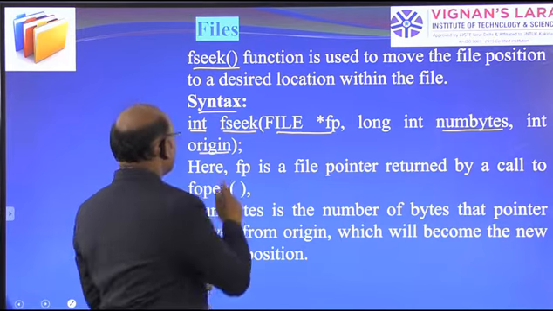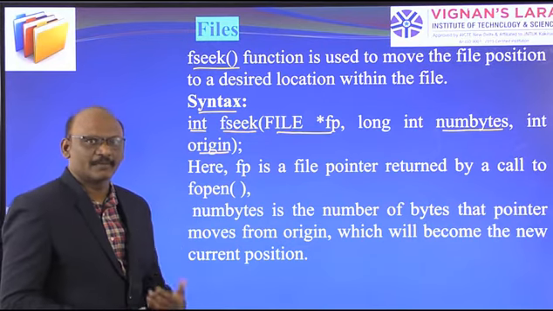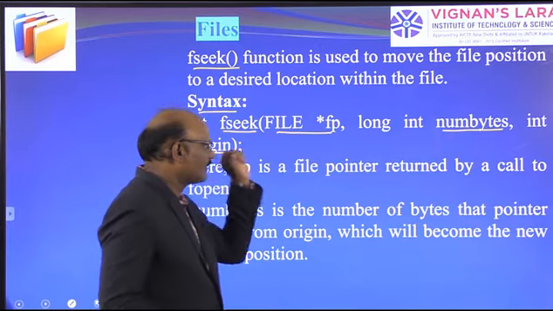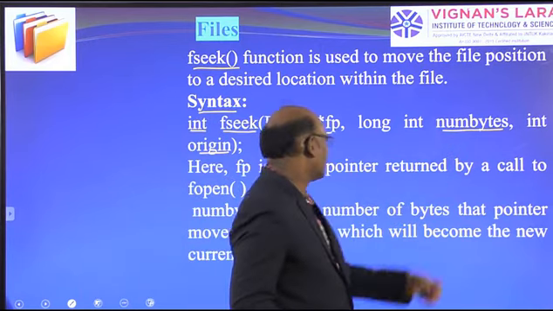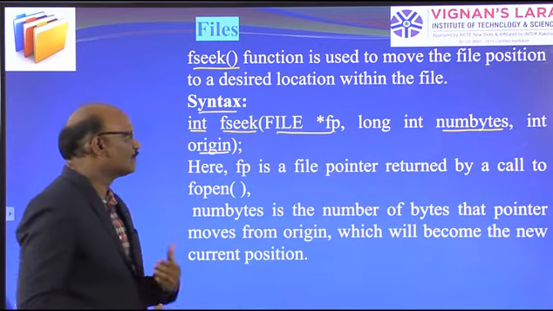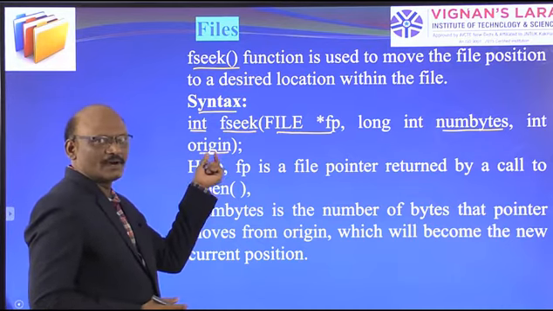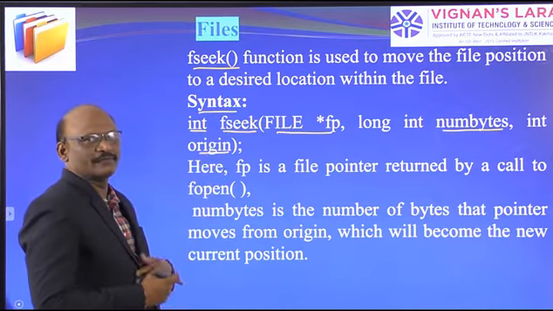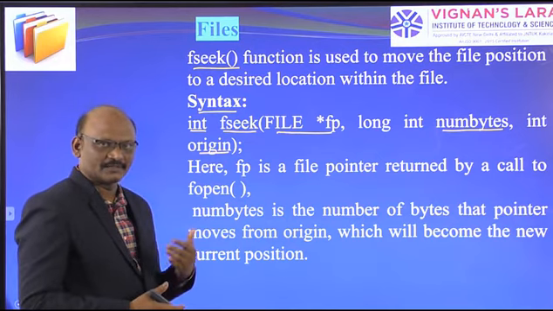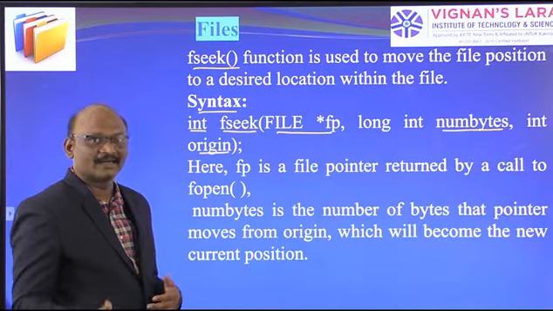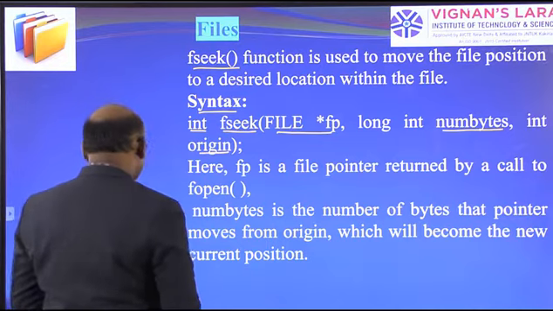Next, int origin. Origin means from which point it will move. First is the file pointer. Second, num bytes, which represents the number of bytes to be moved from the origin. The origin is the position from where we have to move: either from the starting position, the ending position, or the current position.